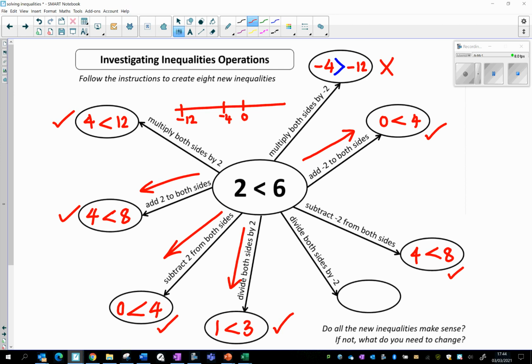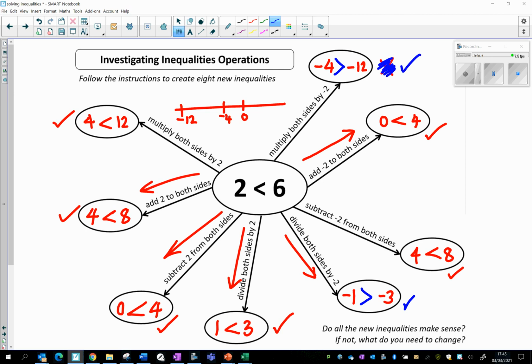Now, the other time that that is also true is this one down here. If we divide both sides by -2, well, on the left-hand side, 2 divided by -2 is -1. 6 divided by -2 is -3. Now, again, that inequality, written that way round, is false because actually -1 is bigger than -3. And to make it true, all I need to do is get rid of the inequality sign, swap it round so it points in the opposite direction. Again, let's do it in blue. And it becomes now a true inequality. So this one up here, top right, is also true.